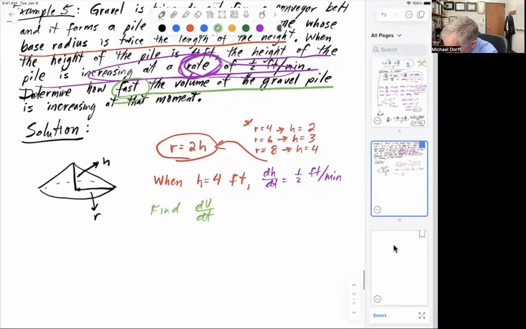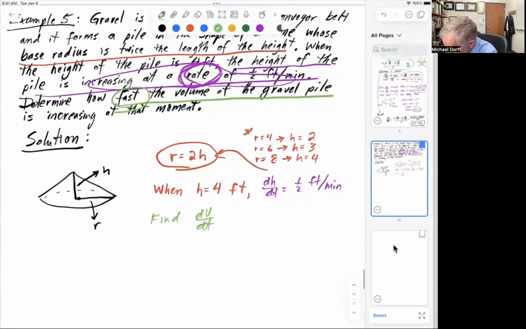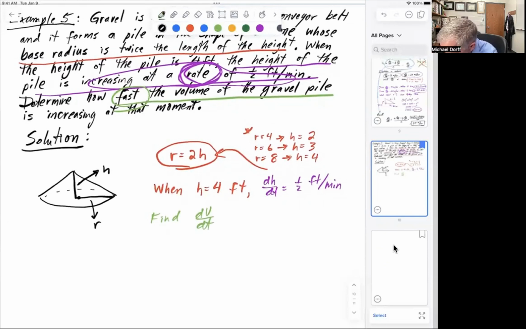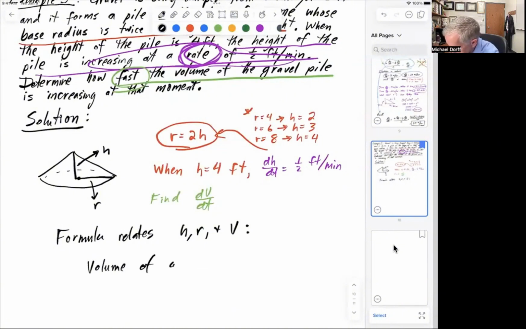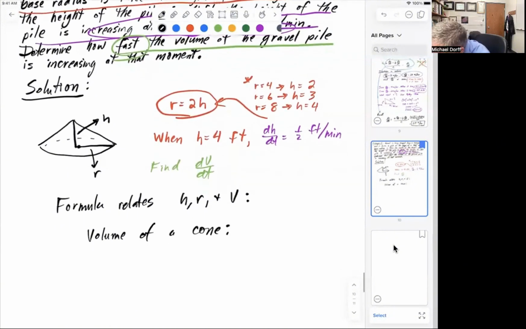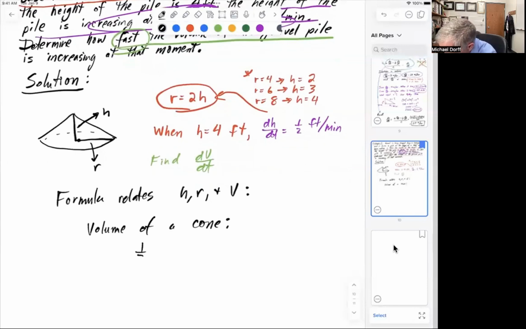Okay, now we've got our variables, we've got our picture, so now we need a formula that relates h and r and v, which is volume. Well, that's going to be the volume of a cone. And the formula for the volume of a cone is 1/3 pi r squared h. That's what the volume of a cone is. Now, should you know that one? I don't think that you should know that formula. In many cases, with a problem like this, you'll be given this formula.